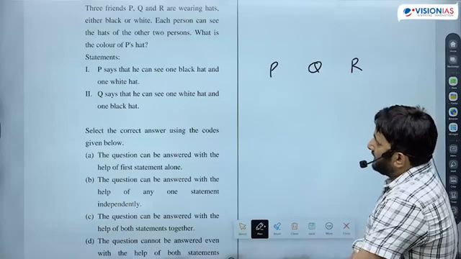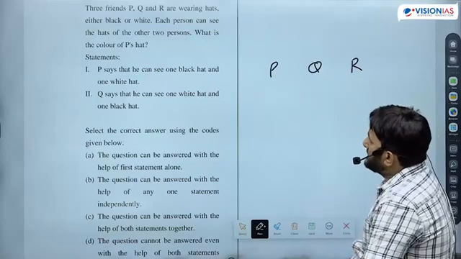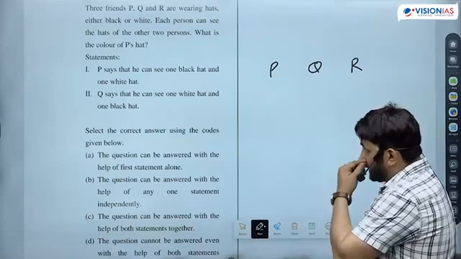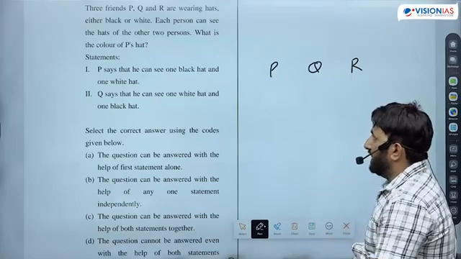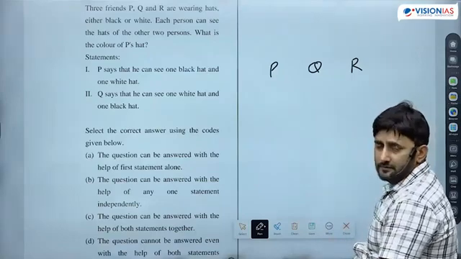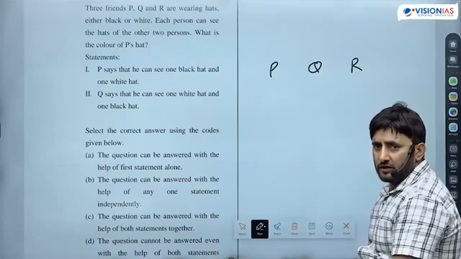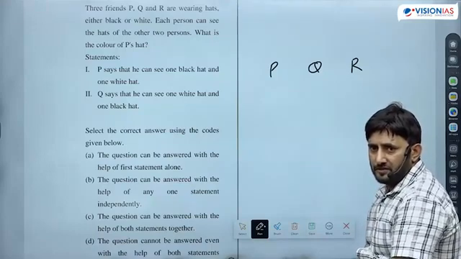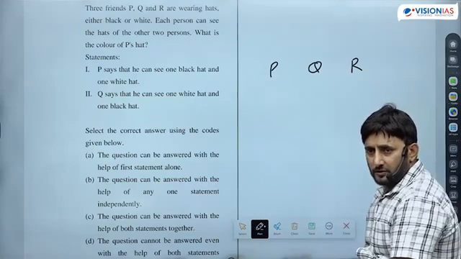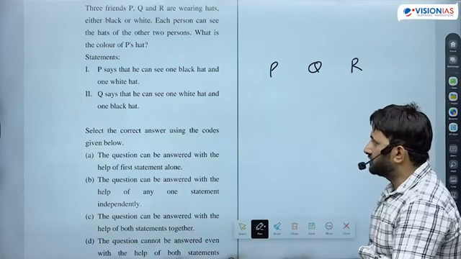P says that he can see one black and one white. He can see one black and one white. Can we find what is the color of P's cap? बता सकते हो क्या? नहीं बता सकते. First information is not sufficient.